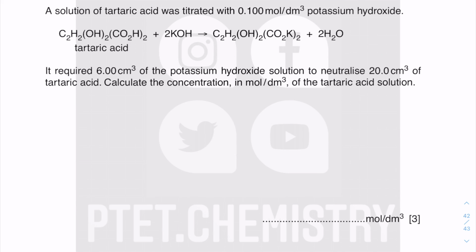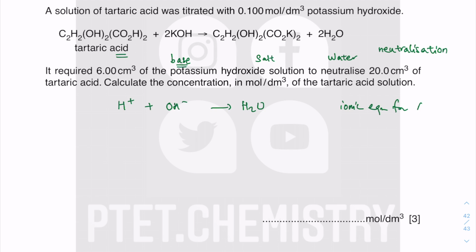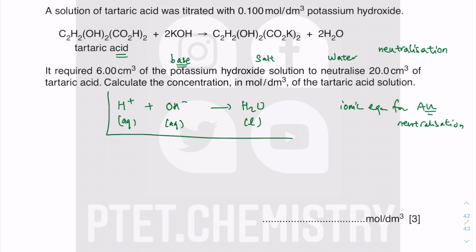Last but not least, I have these questions involving tartaric acid and potassium hydroxide. So this is a base, this is an acid, I get a salt, I get water. This is basically a neutralization reaction where you are able to write an ionic equation. H+ + OH- gives you H2O. This is the ionic equation for all neutralization reactions, and we cover this in the ionic equation topic, where an ionic equation without that symbol has no meaning whatsoever.